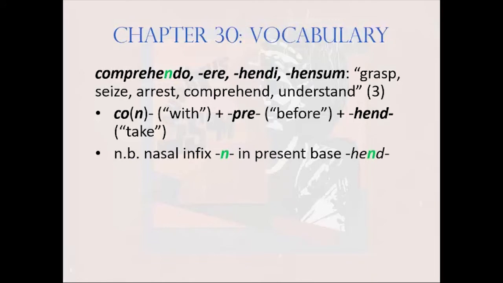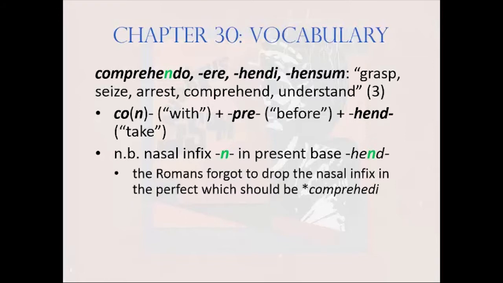Notice how the N in the present base, comprehendo, is not lost in the perfect. That nasal infix, as it's called, should be omitted in the past tense, as it is in other verbs like tango, tetigi, and vinco, vici. But apparently the Romans forgot the rule and left the N in the perfect.